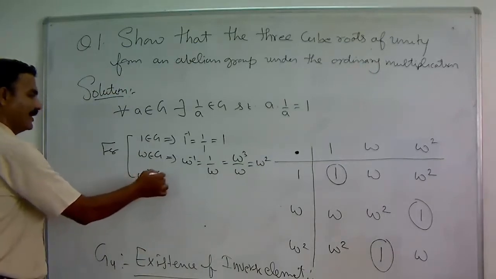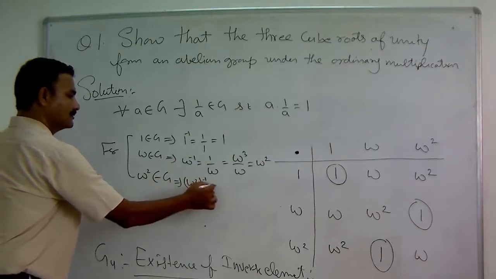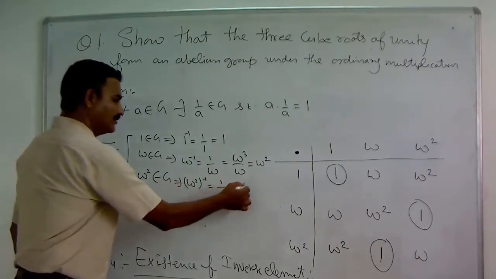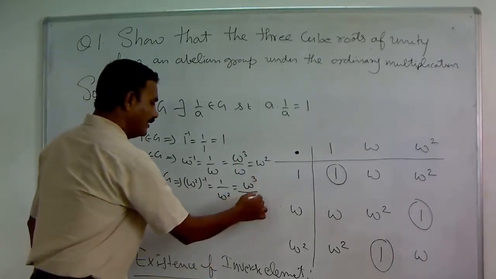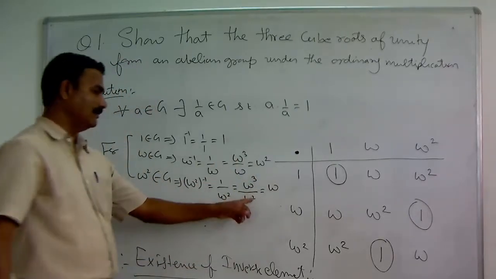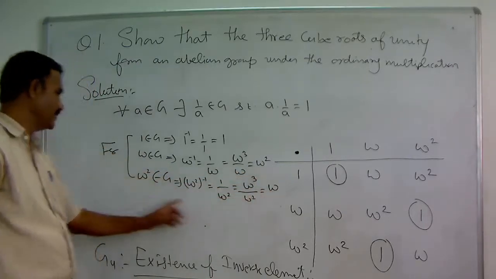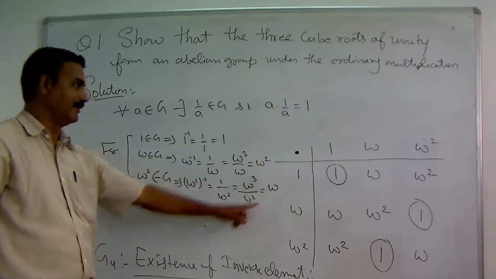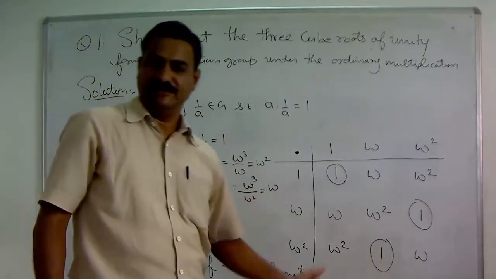Now, if we consider omega squared belongs to G, then omega square inverse means 1 upon omega square. Again, for 1 we write omega cube, as omega cube is always 1. And after simplification, omega square cancels out with omega cube, and finally we get omega. So for omega square, we have the inverse element omega. Thus, every element of G has an inverse element in G.